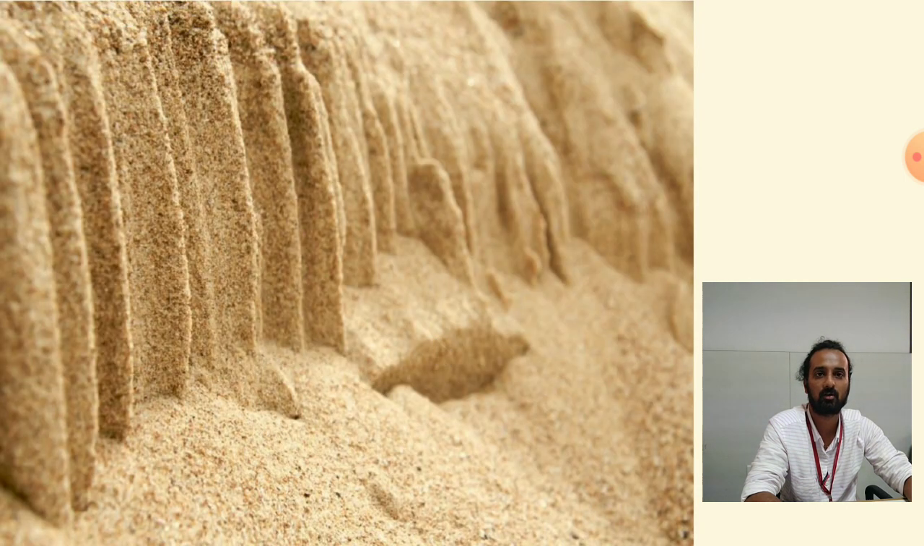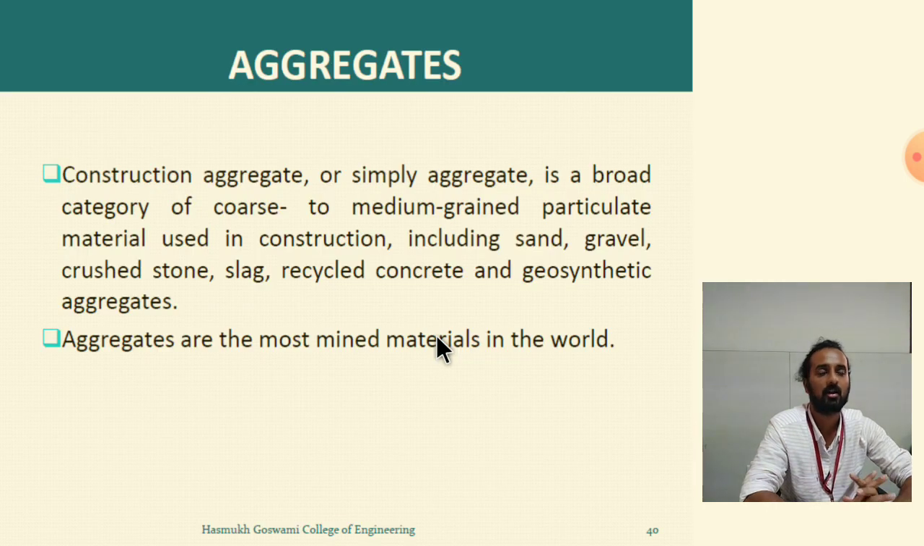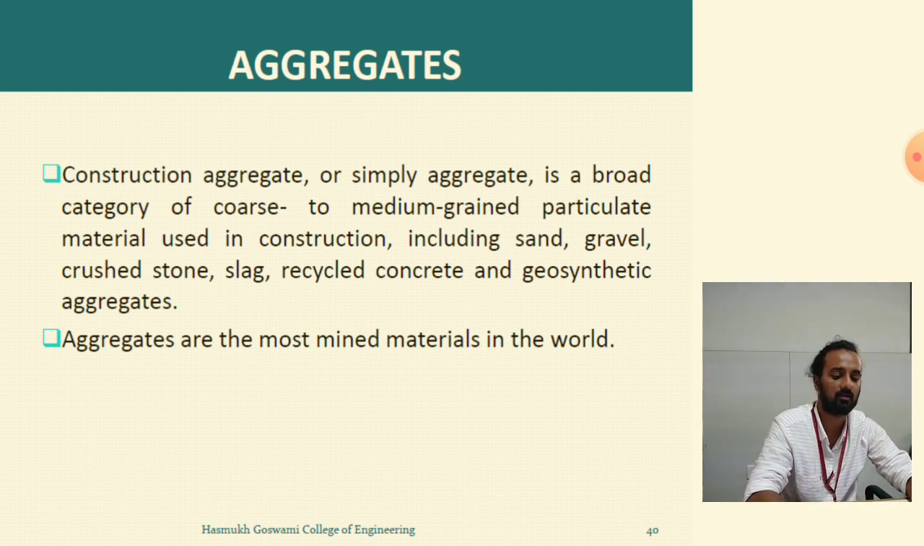We are moving forward to aggregates. So aggregates in construction and civil engineering are divided into two types: coarse aggregate and fine aggregates. Fine aggregates are the particles which pass through the 4.75 mm sieve, and coarse aggregates are the particles which are retained above the 4.75 mm sieve.